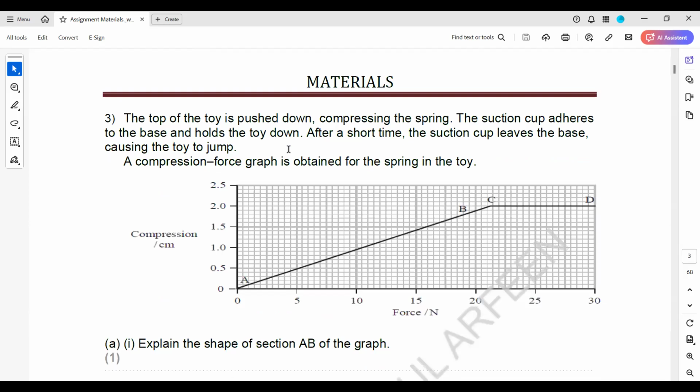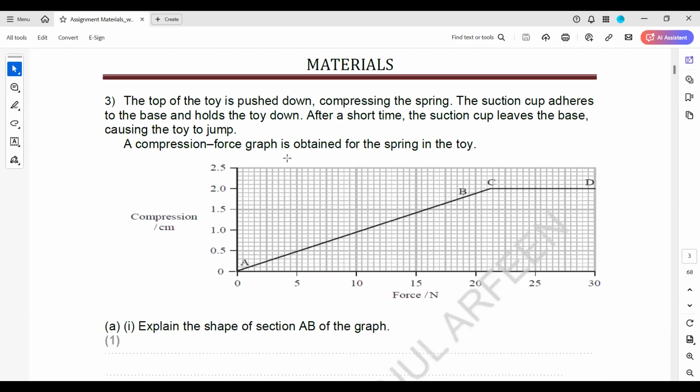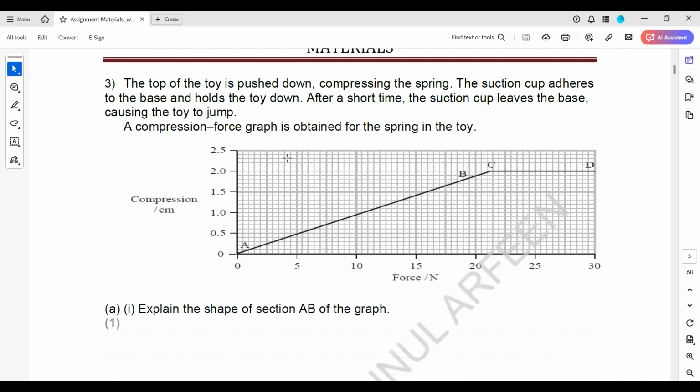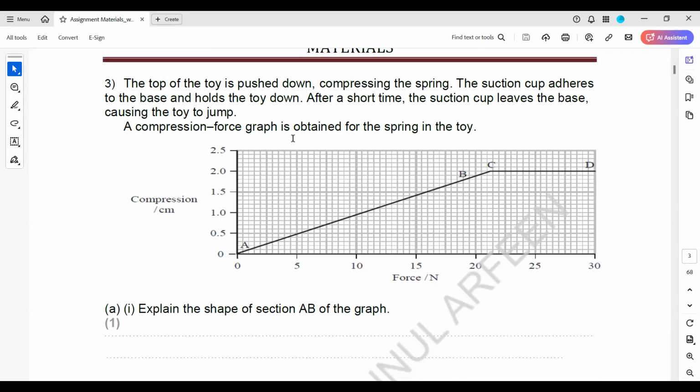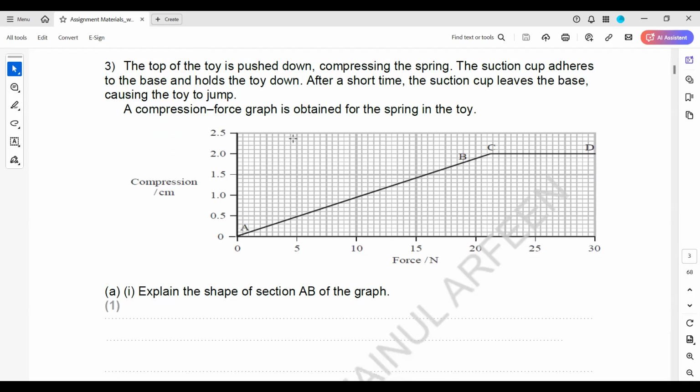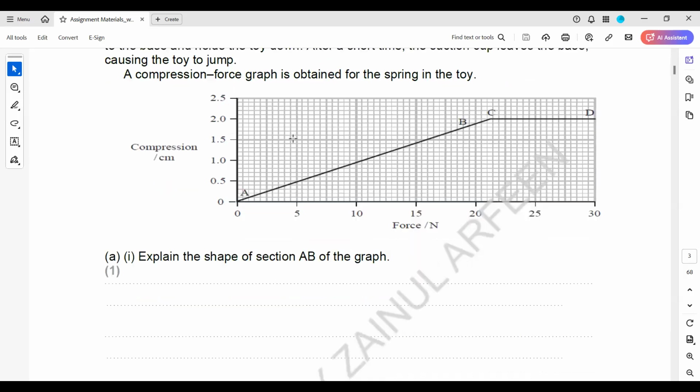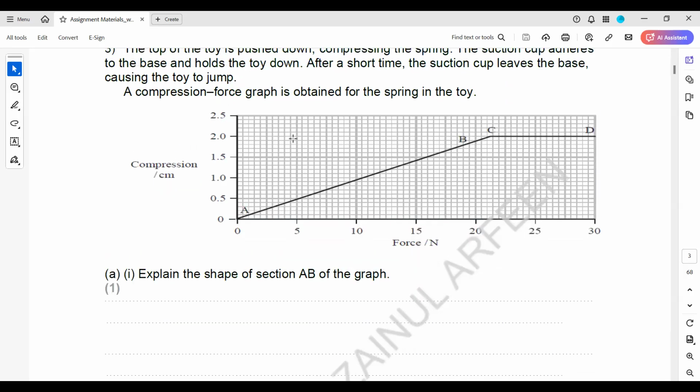The top of a toy is pushed down, compressing the spring. The suction cup adheres to the base and holds the toy down. After a short time, the suction cup leaves the base and causes the toy to jump. A compression force graph is obtained. Explain the shape of the section AB of the graph. So what happened from A to B?